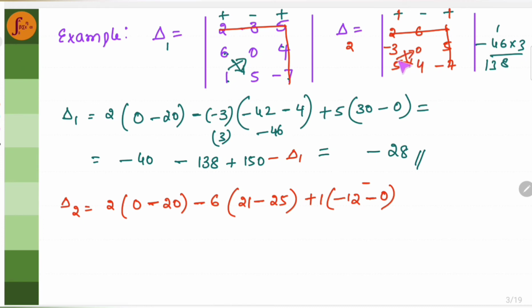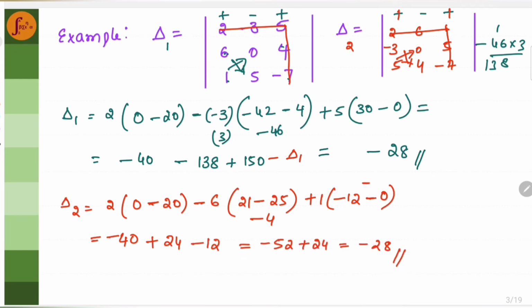Multiply, subtract, multiply. Okay, so what do we get? We get minus 20 into 2 is 40, minus 40. 21, this is minus 4. Minus 4 into 6 plus 24. Minus 12 into 1 is minus 12. So we get minus 28.